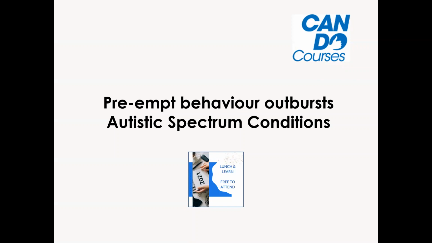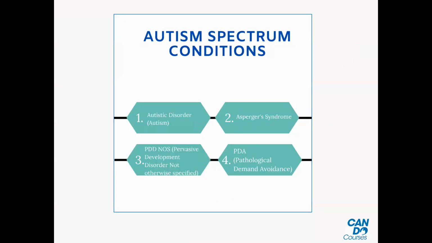I've tried to condense this preempt behaviour outburst session, just enough time for you to go off and get a cup of tea and a sandwich afterwards. And what we're going to look at is a couple of things around autism and the things that you can do that might make a big difference. Sometimes they're quite small things, but if you don't know about them, then you can't add them to your toolkit of things to try. So let's go. Autism spectrum conditions.